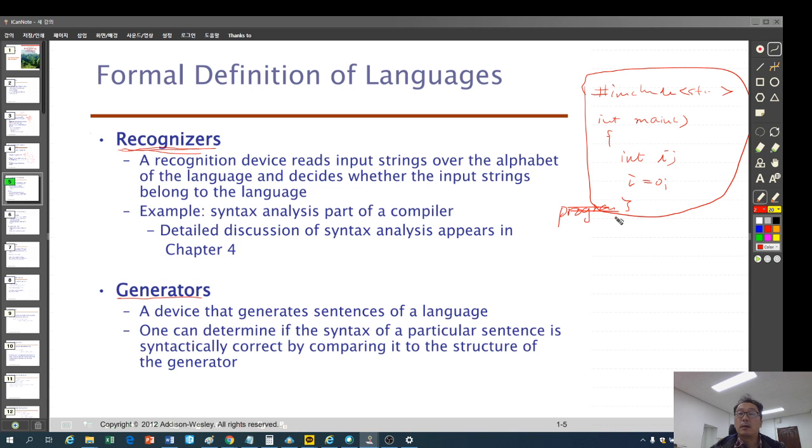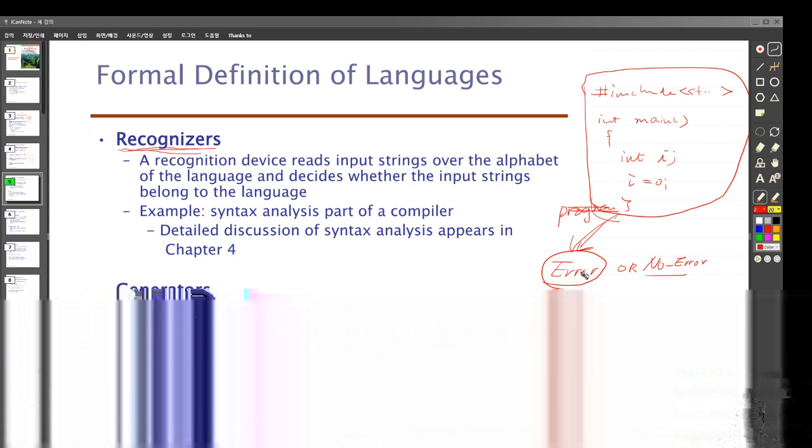If this is a program, and we run a compiler, then the compiler decides if there is some error or not, right? So when this has an error, we say the program has an error, so we cannot run it, and there is no execution file. Now, who decided? The error means this is not a C program, right? This is not a C program language.